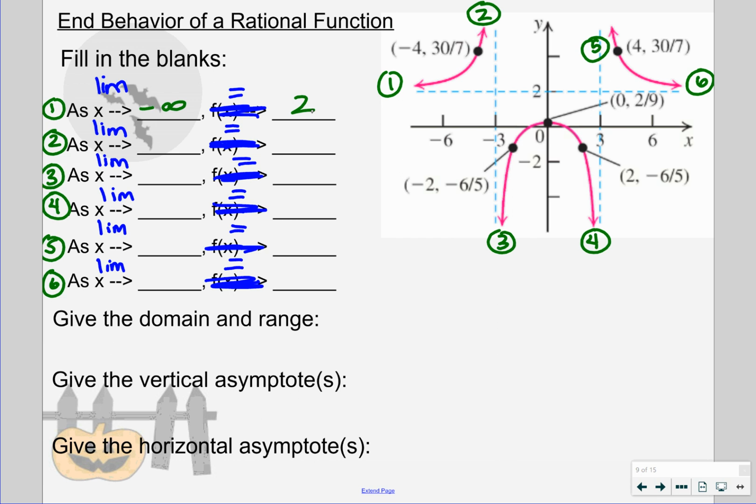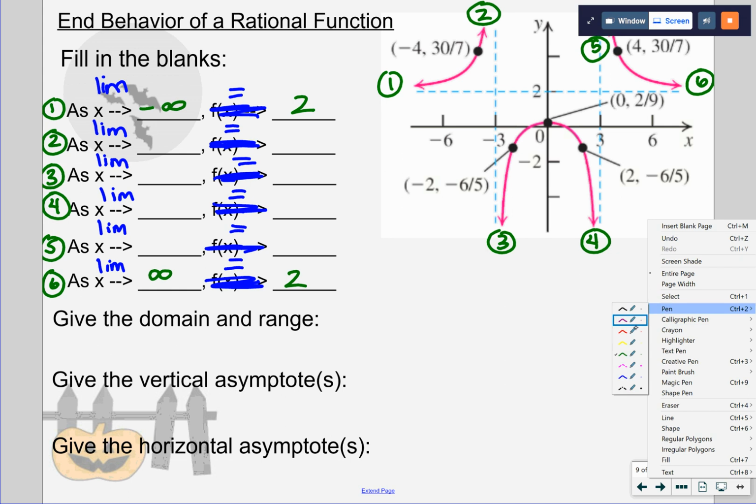Let's jump to number 6, the one on the other side. What's x approaching on that side? Positive infinity. It's going forever to the right. And what's the y approaching? 2. That's it.